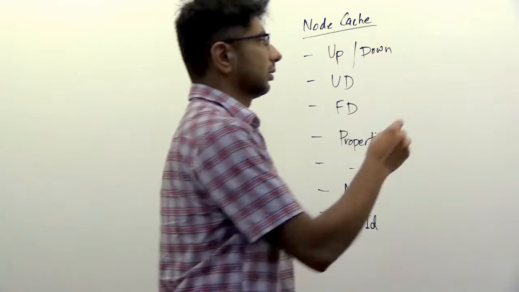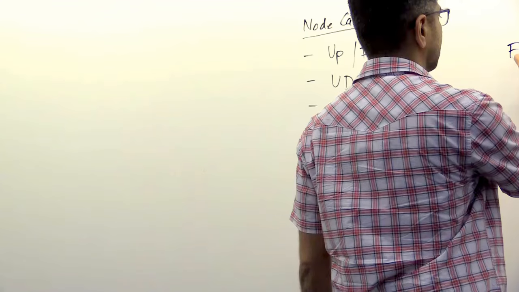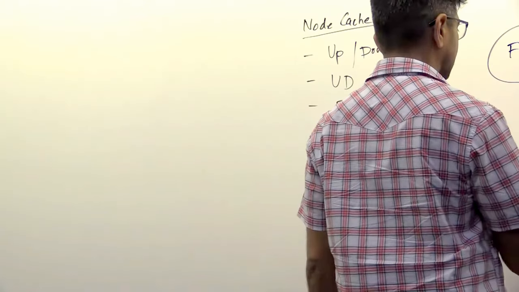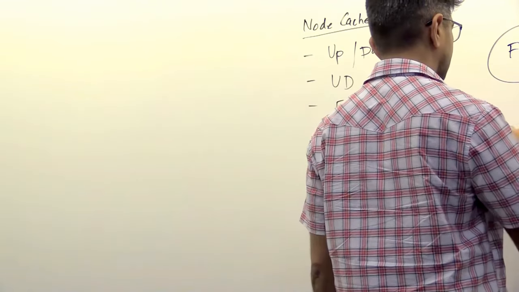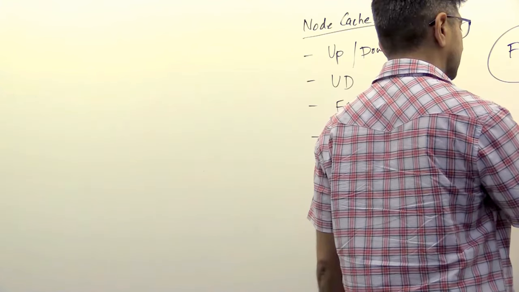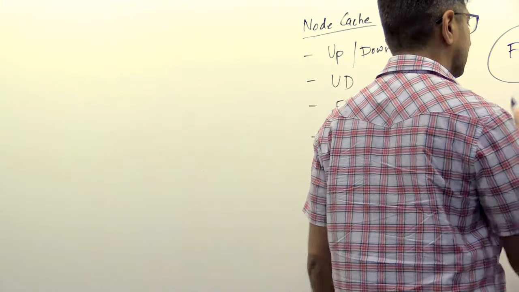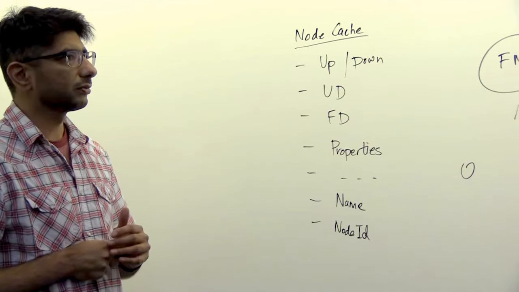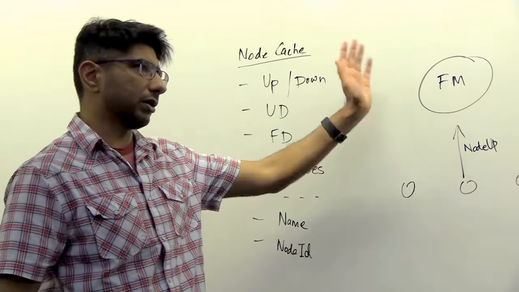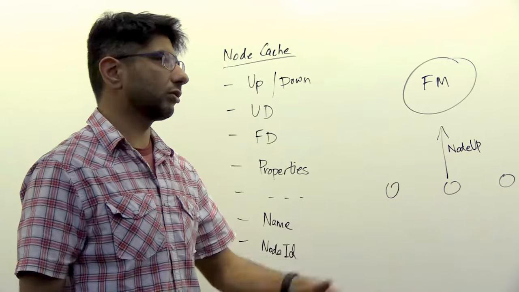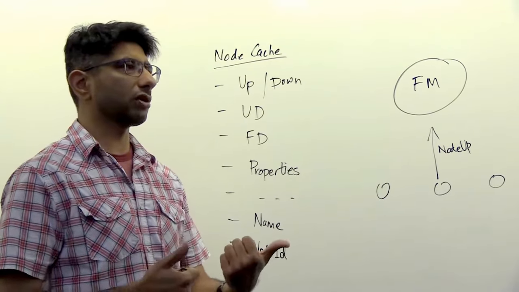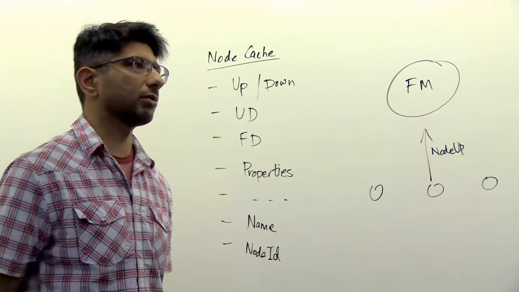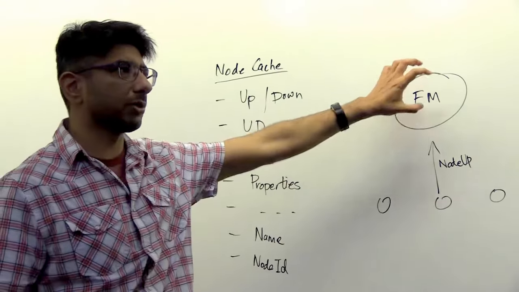So if you look at it, this is the FM, and these are all the nodes. Whenever a node comes up, it sends the node up information to the FM. The FM in this case is already running on a different set of machines. It could be running anywhere. It could be one of these nodes. For example, if it's a one node cluster, everything is running on the same node, but conceptually it's a separate component.